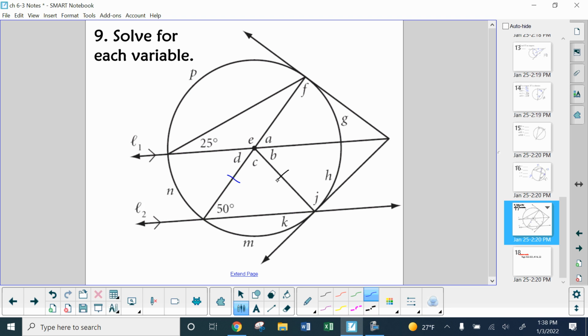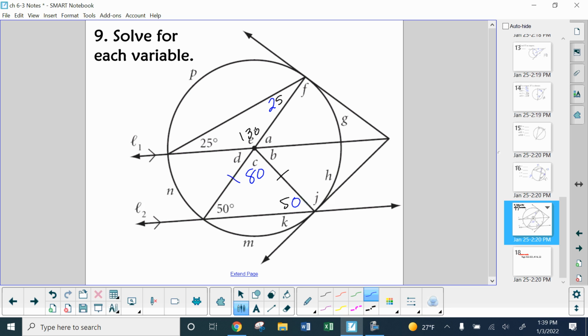Okay, so first of all, if I start with this triangle here, I know it's isosceles, so my two base angles have to be 50 and 50. Which means that's a total of 100, so my vertex angle then has to be 80. I have another isosceles triangle up here, so again my base angles have to be congruent. There's 25 and 25, a total of 50, so this angle has to be 130.